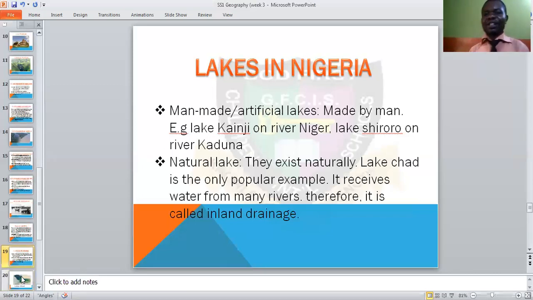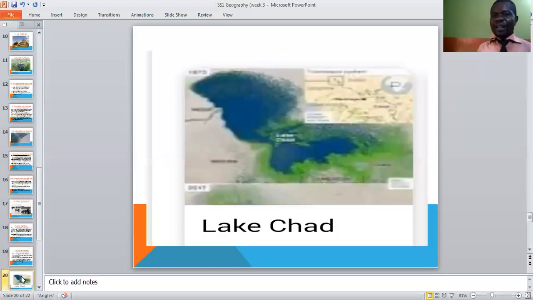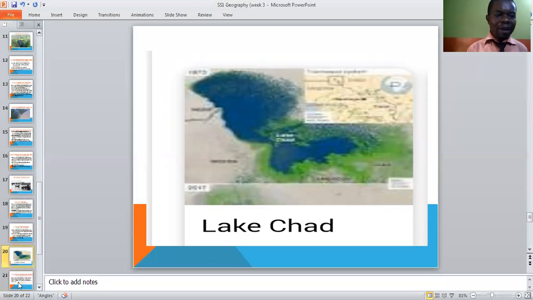This is Lake Chad. Other rivers, or some minor rivers, come to empty their source inside here. It receives water from them, and so it is called inland drainage. This is Lake Chad we're talking about.